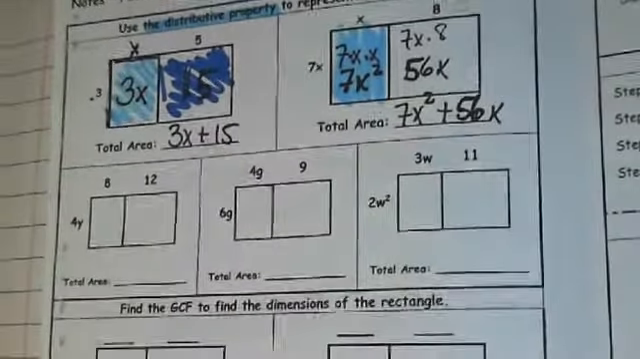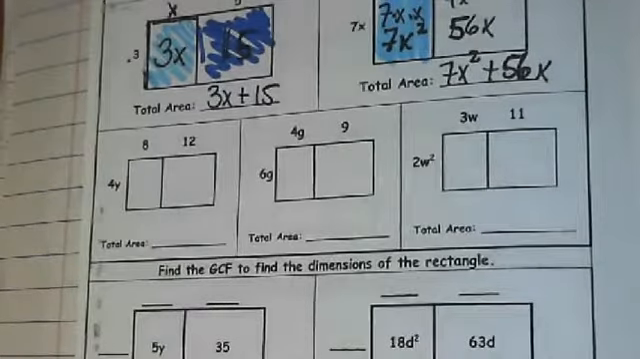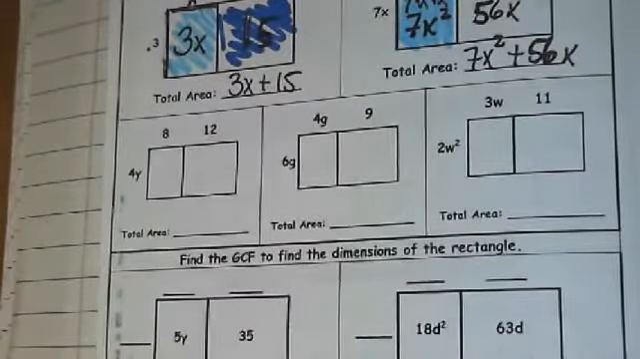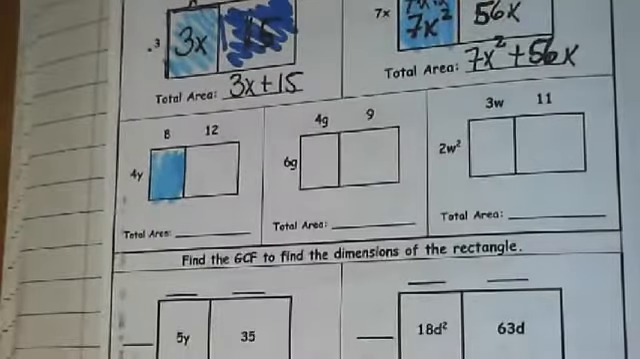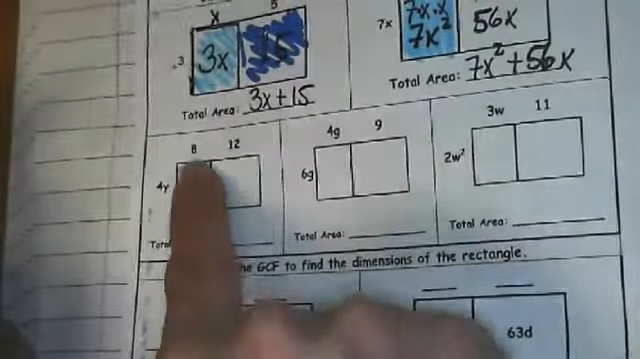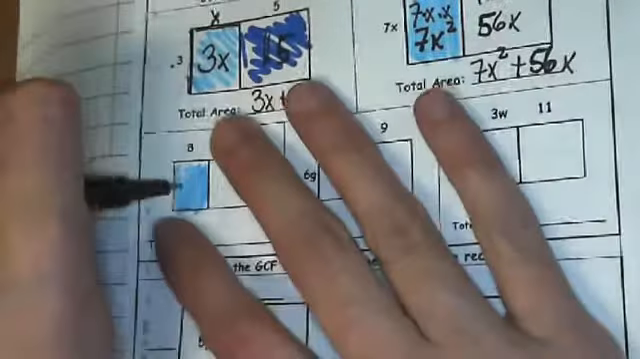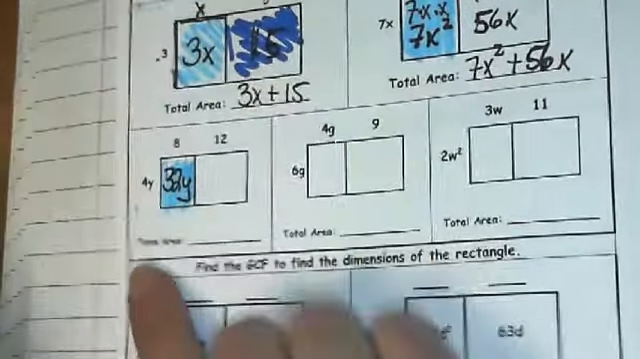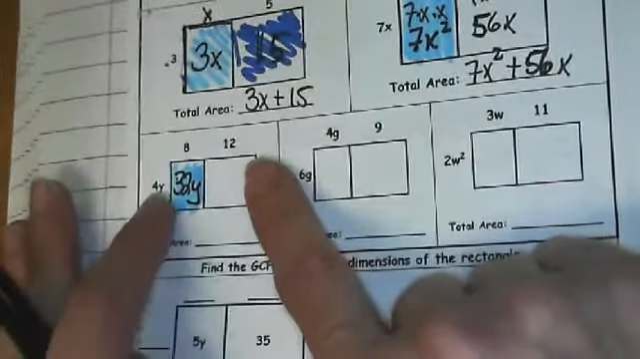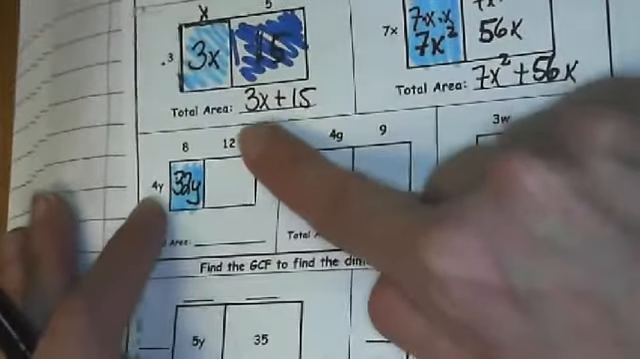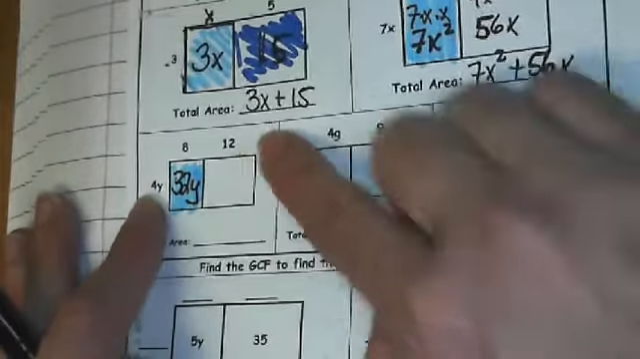And then this one, again, I'm going to find the area of this one. So the area of this one is 4y times 8. Well, 4 times 8 is 32, and then I have a y. And then for this area, I'm multiplying the 4y times the 12. So 4 times 12 is going to be 48y.